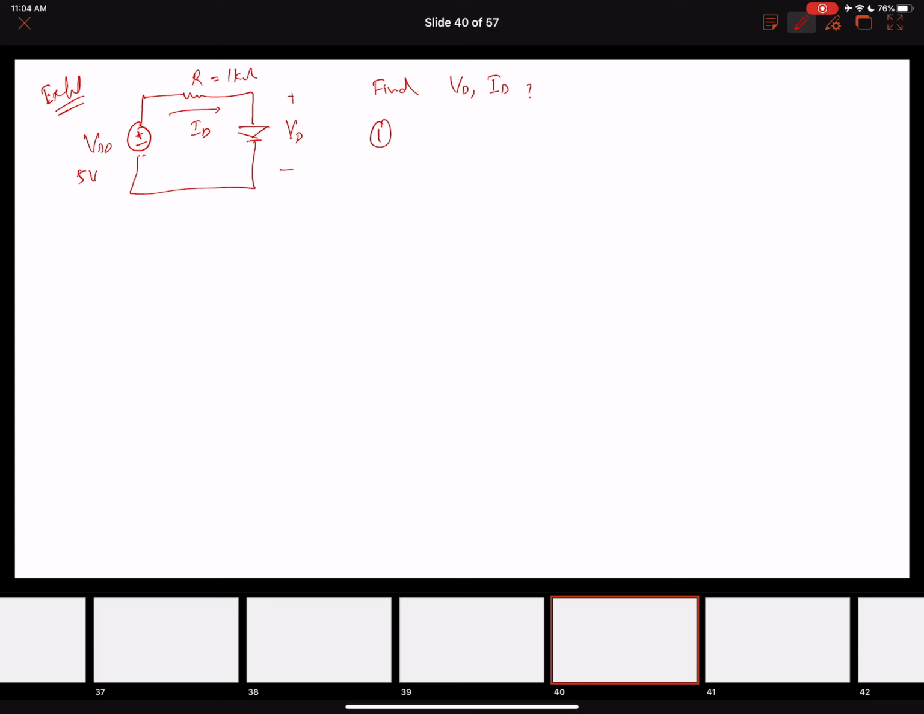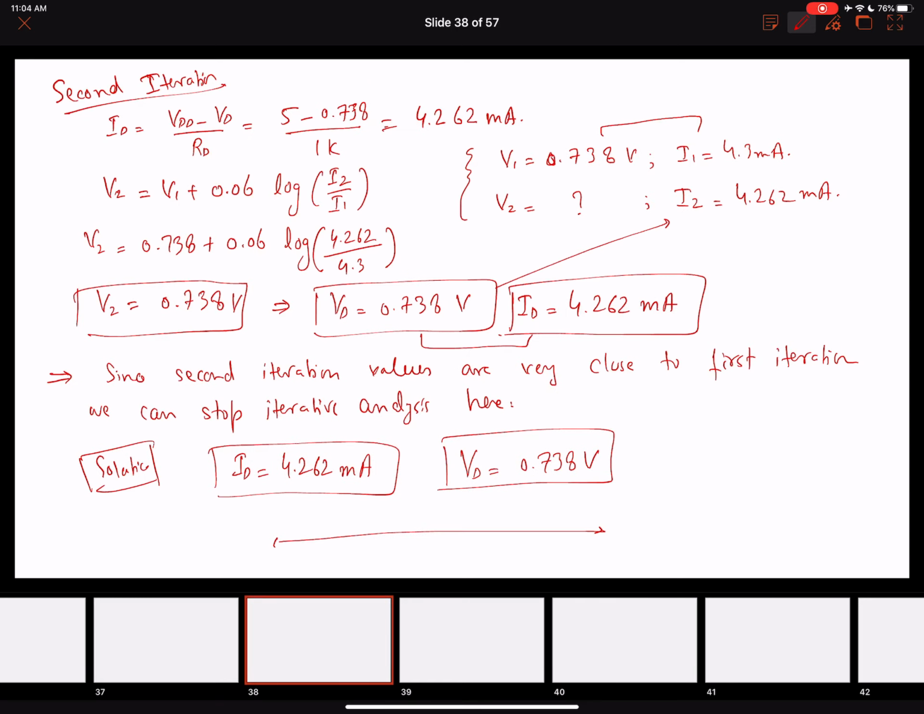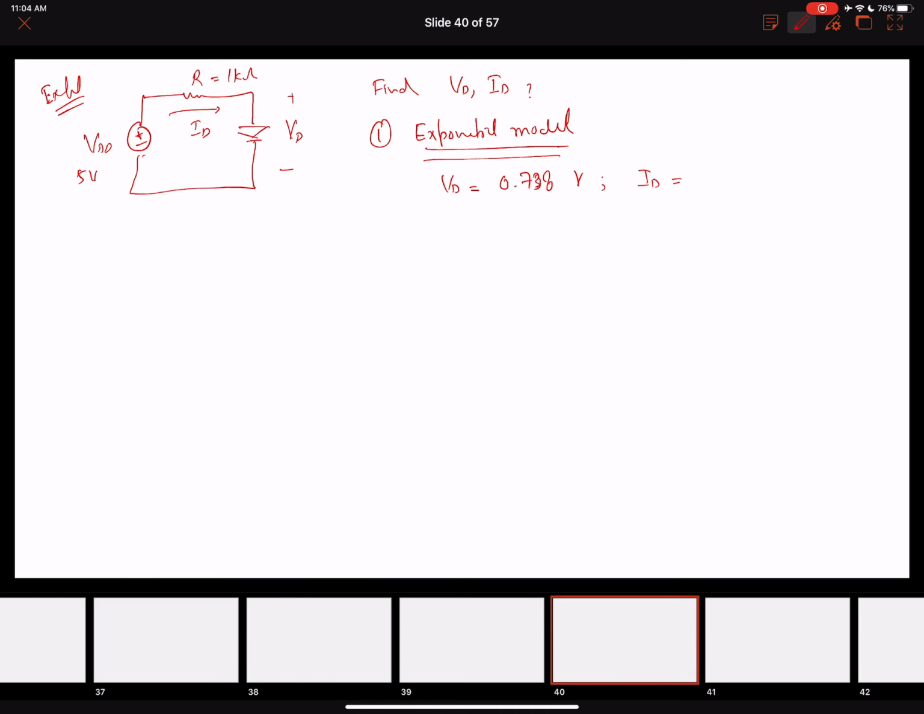We already solved it for the exponential model. With the exponential model, the answers that we got were VD of 0.738 volts, and ID of 4.262 milliamperes. We solved that using iterative analysis. All right, now let's solve this using the ideal diode model.